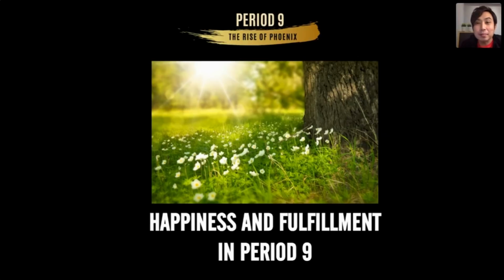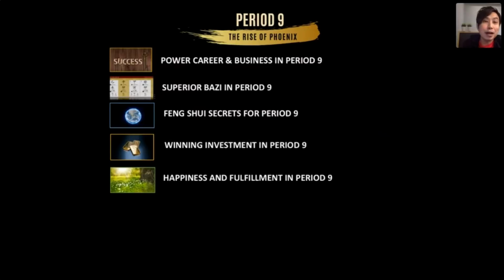So now let me just summarize this for you. There are 5 I showed just now. The first one is career and business in period 9, and then superior parts in period 9. The third one is feng shui, then investment, and finally happiness. So which one are you more interested in? This is a question I always ask people. So why don't you tell me right now? Which one are you more interested in if you have to choose one?